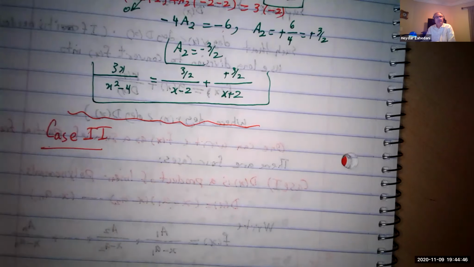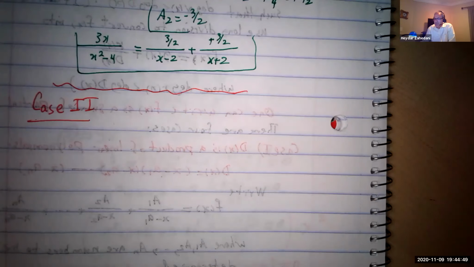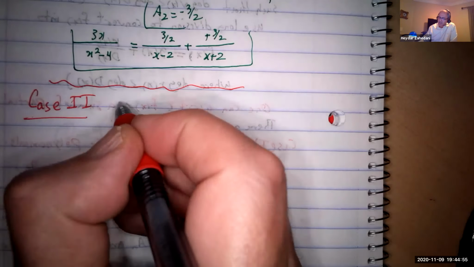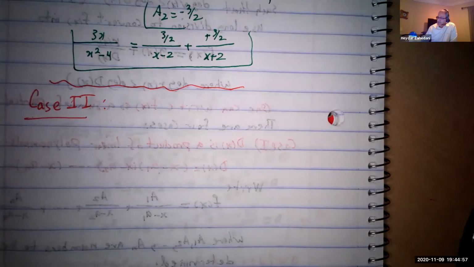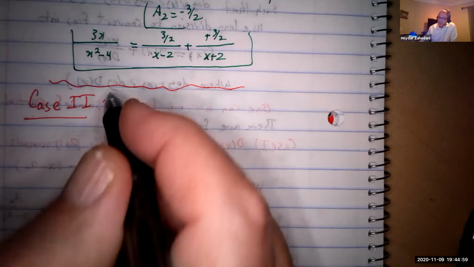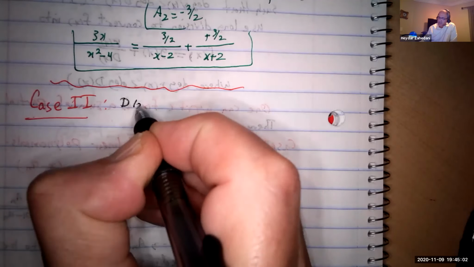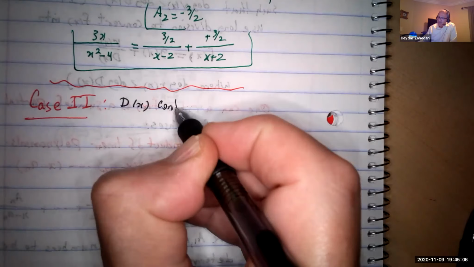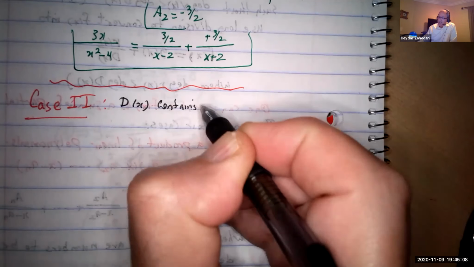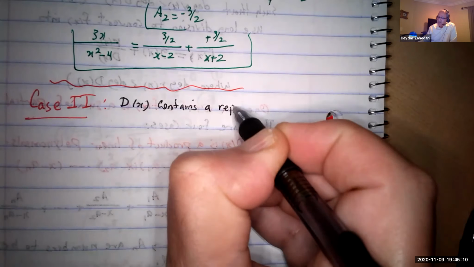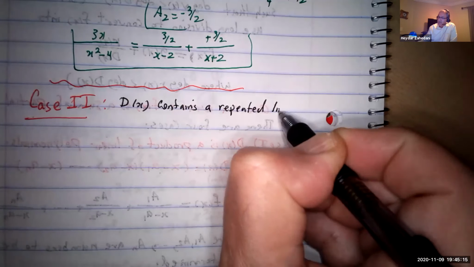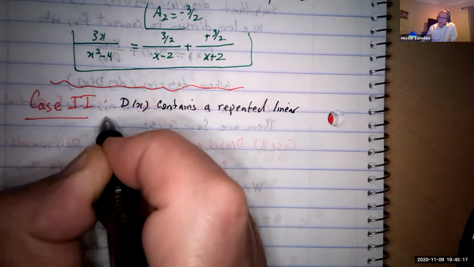Okay, so let's see what's going to be case 2. Case 2 is the case where the denominator d(x), if you like, contains a repeated linear factor.